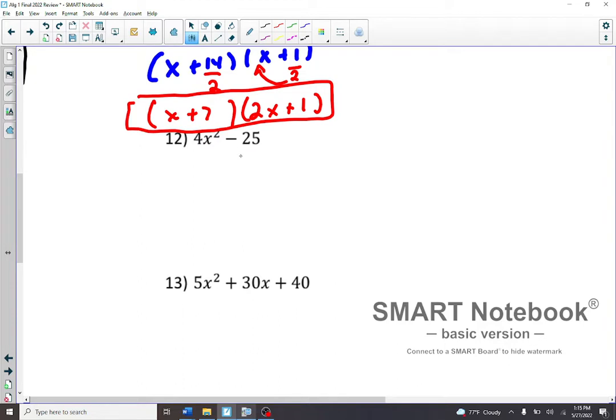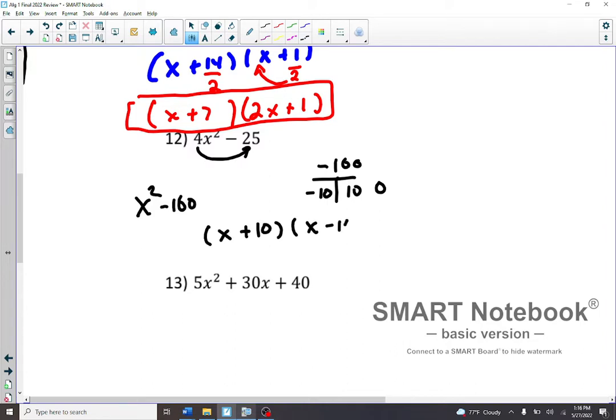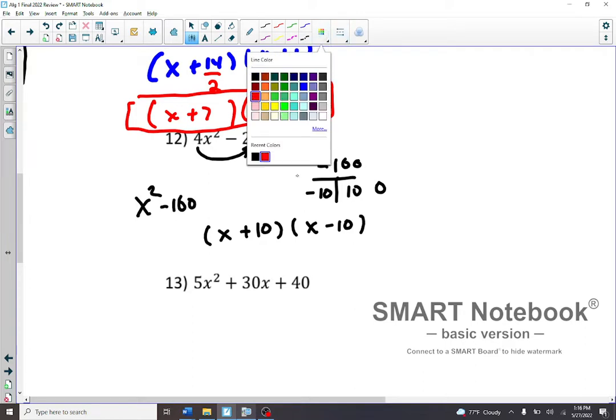Next one, 4x squared minus 25. You could bring the 4 over here, so it's x squared minus 100. But wait a second, there's no middle value. That means my b value is 0. So I think things that multiply to negative 100 that add to 0. Well, that's negative 10 and 10. So x plus 10, x minus 10. But I borrowed that 4 before, so I need to divide by 4 again.